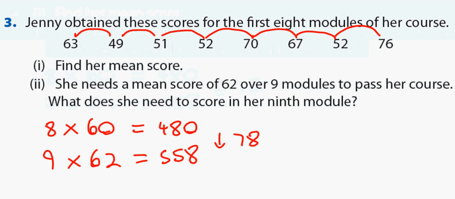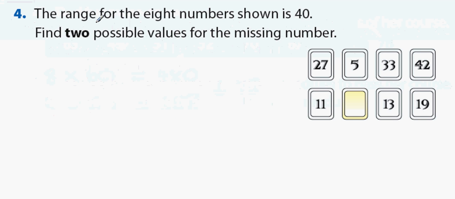Next question. The range for the 8 numbers shown is 40. Find 2 possible values for the missing number. If we know the range is 40, the range is the difference between the top number and the bottom number, okay? So remember, range equals highest number minus lowest number, okay? So highest minus lowest.